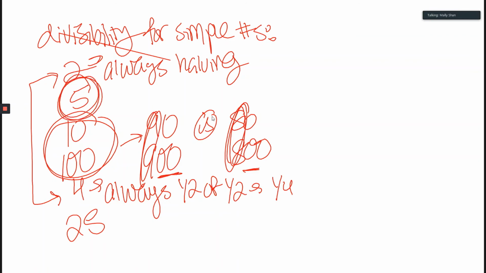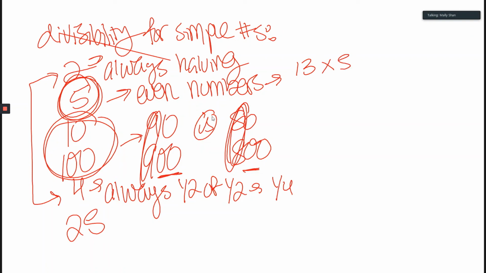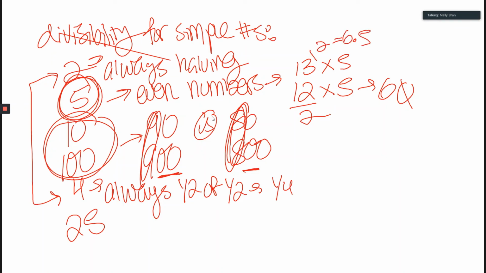So for 5, whenever you're dividing anything by 5, or even multiplying anything by 5, a neat trick is this. If you have 13 times 5 versus 12 times 5, you don't even need to know the 5's table. Just remember that 12 divided by 2 is 6, so you add a 0 at the end, and it becomes 60. 13 divided by 2 would get you 6.5 because 13 isn't an even number, so you could just do 6.5 times 10, which is 65.